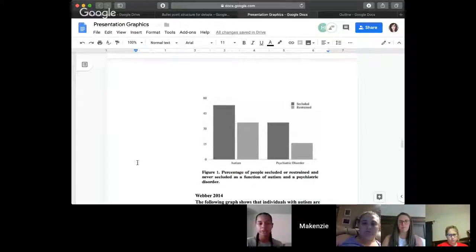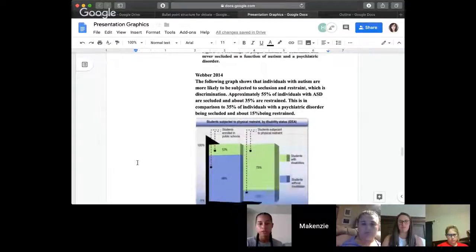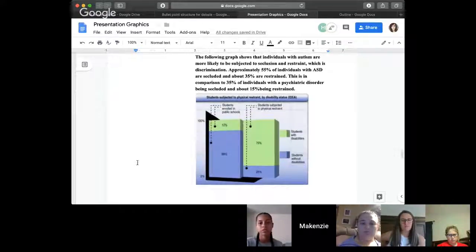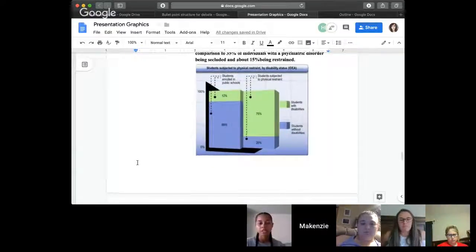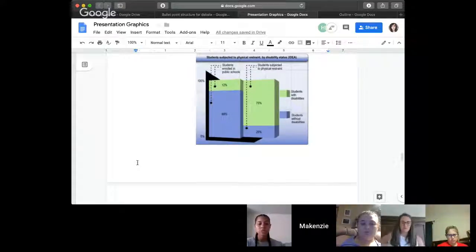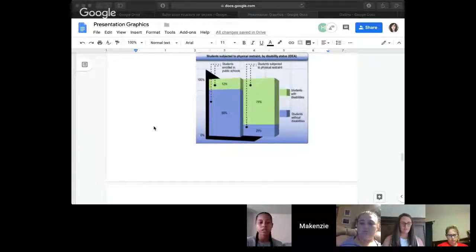So the next graph that you'll see focuses on restraint, students who are subjected to physical restraint by their disability status. So students with disabilities served by the IDEA represent 12% of students enrolled in public schools. But 75% of those students are subjected to physical restraint during school. Clearly, restraint is not the norm for students without disabilities. So the question becomes, if other methods can be used for those children, why not with children that are autistic?